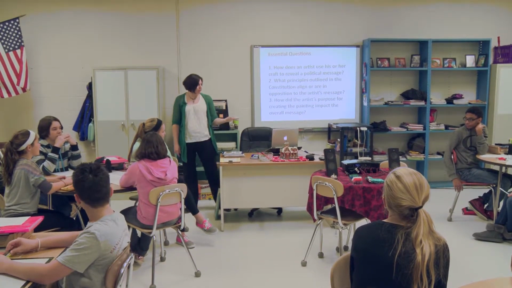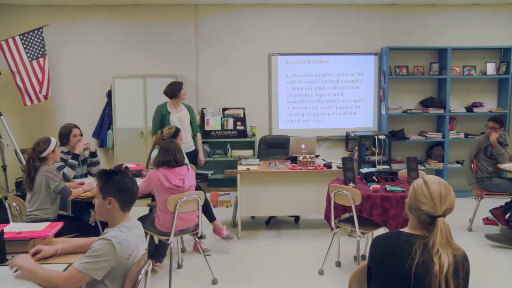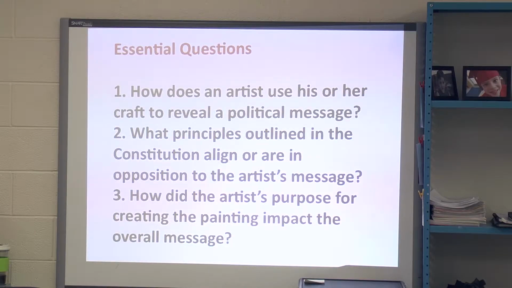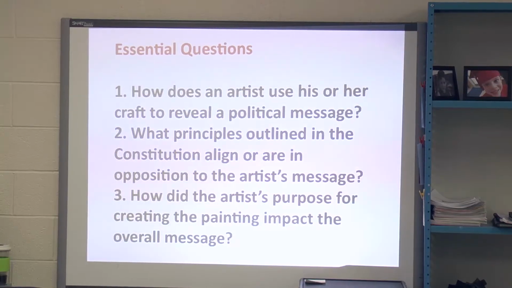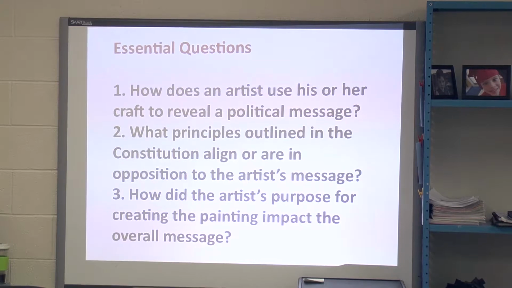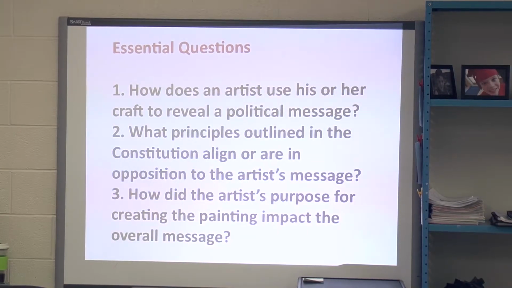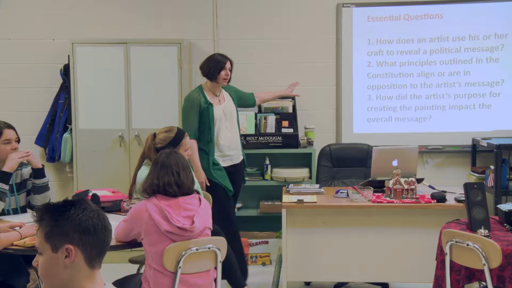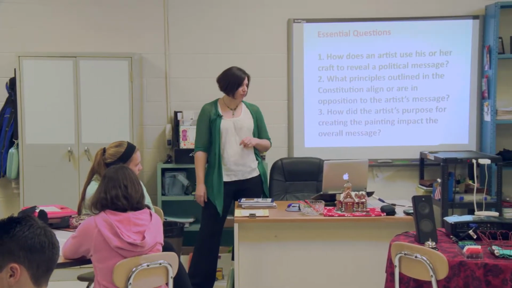The second essential question is: what principles outlined in the Constitution align or are in opposition to the artist's message? Since we're really looking for what the artist's message is in this painting, we're going to keep coming back to this question. What would this artist think about the Constitution? What would he be in favor of and what would he be against? And at the end of this activity, you're going to be answering that question in your final written piece.